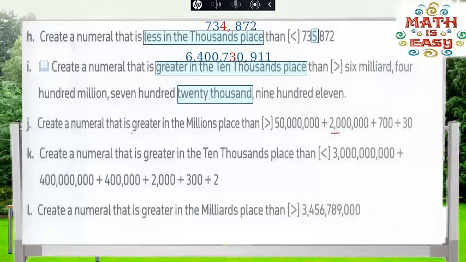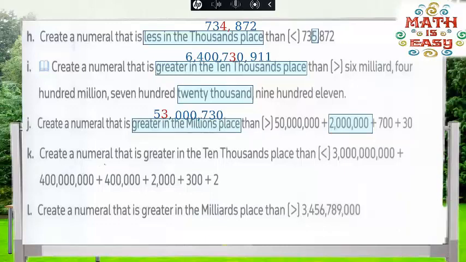Create a numeral that is greater in the millions place. In the millions place, go to this number in expanded form. We have here 50 million. That means the number in the 10 millions place. But here is the millions place. In the millions place we have 2. And here he wants you to write a number more than 2. More than 2 means 3. Write the same digits here, but change 2 only to be 3. Like this. Write 5, 3, and 730. Don't forget, he told you million. That means you should have 3 periods. You should put zeros in the thousands place.